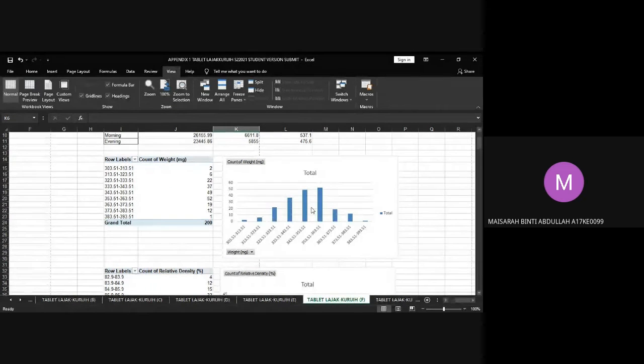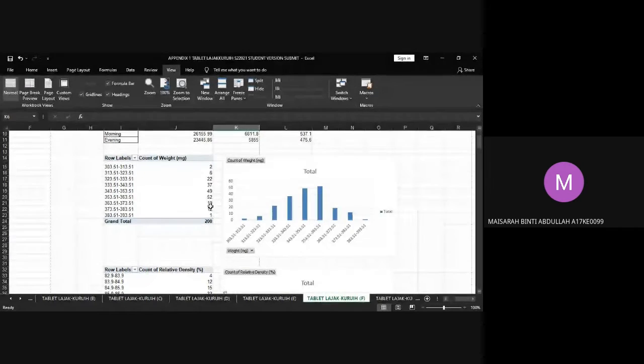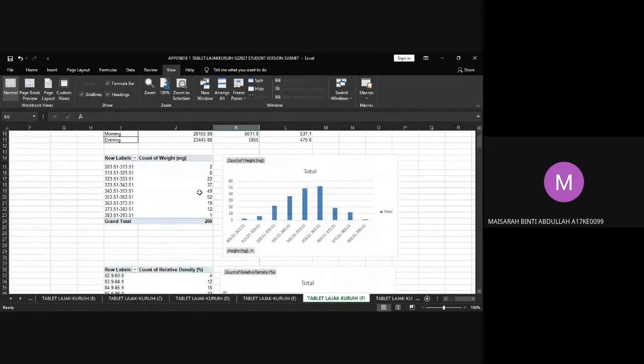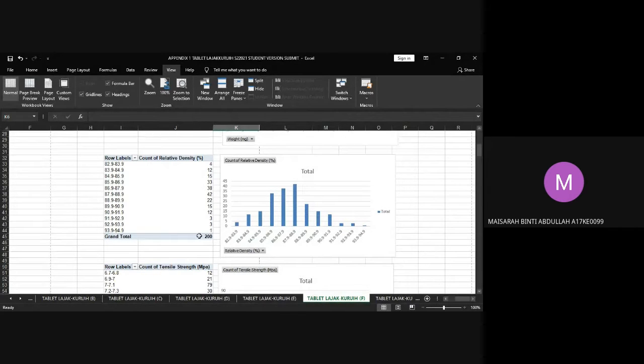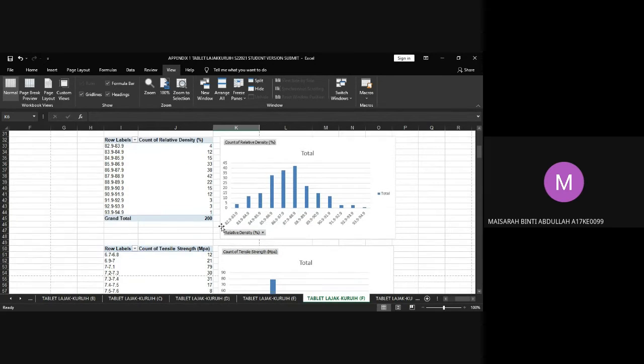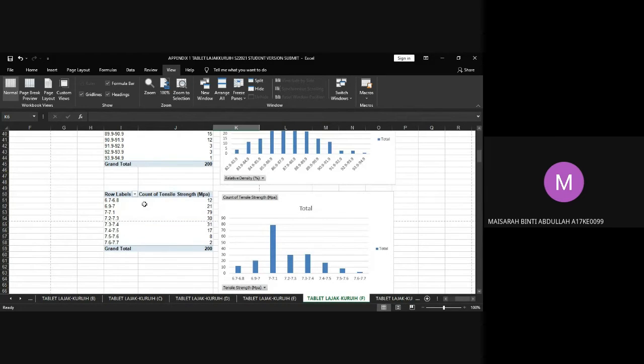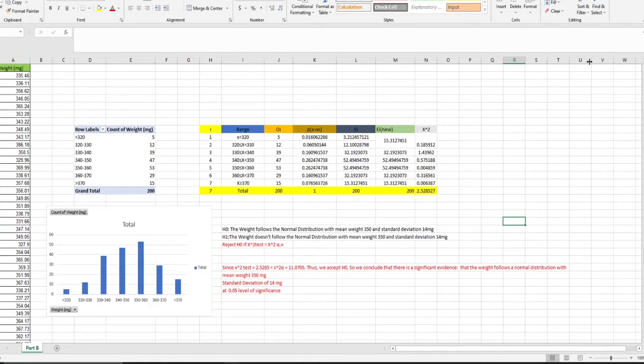The highest frequency rate of the product in December 2020 is between this range, which is 52, and this is for week, and this is for count of relative density. The highest one is 42, which is from 87.9 to 88.9, and the least one is 1 from 93.9 to 94.9, and the last one is for tensile strength.